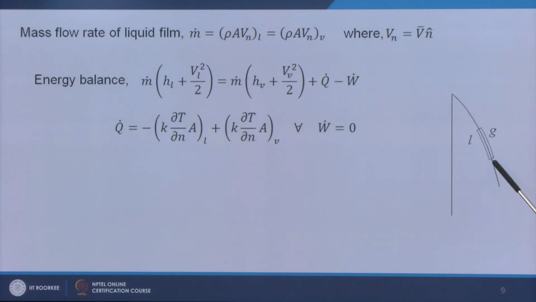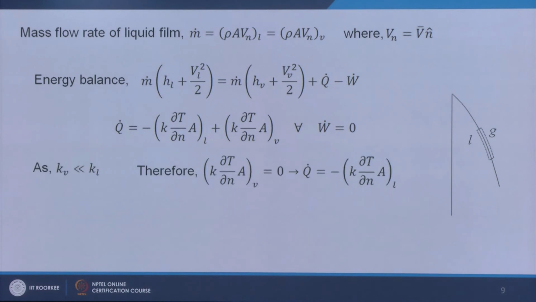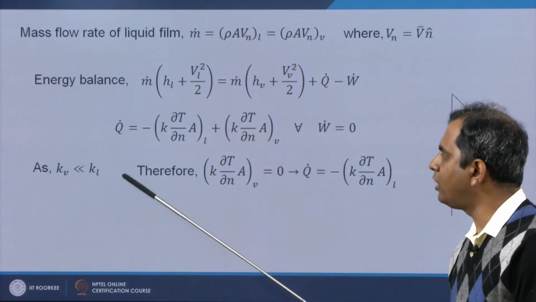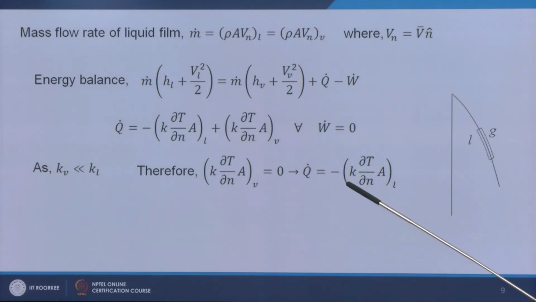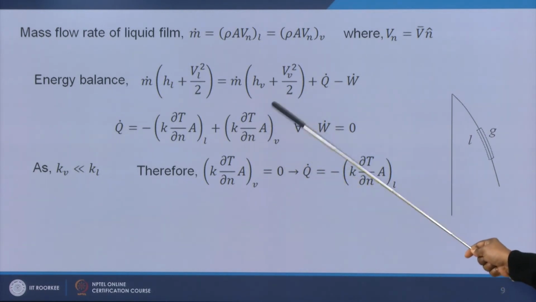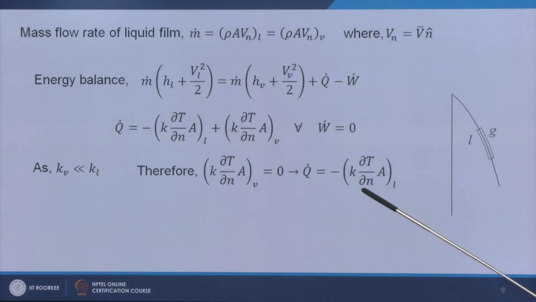That means, as this strip is across the interface, some part will be for the liquid, some part will be for the gas. So, this is the conduction in the liquid side and this is the conduction in the vapor side. Now, if you see, this Kv, thermal conductivity of vapor, is very small compared to Kl. So, if you incorporate this, then Q dot is nothing but minus K del T del N A for the liquid side. So, conduction in the vapor side can be neglected in comparison to the conduction of the liquid side. Okay. So, let us consider Q dot is equal to this term, conduction in the liquid side only.